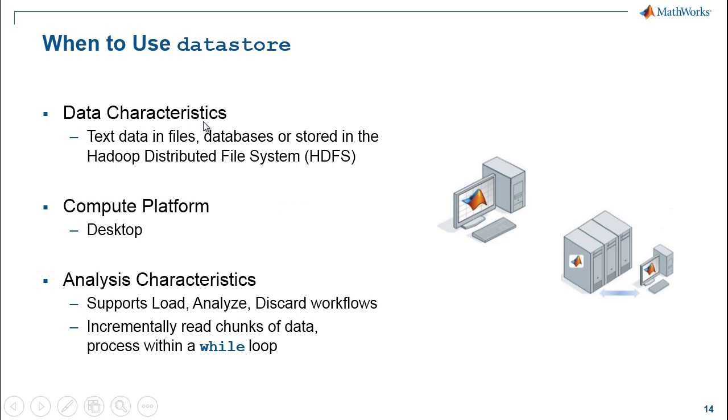Well, for the data characteristics, again, it supports reading in from a couple different types: text data files, so text files or CSVs, reading from databases with the Database Toolbox, or if we already have data stored on Hadoop, we can read it in from HDFS to our desktop if we want to prototype there. For the form of using datastore that we just saw, just running inside of a loop and processing locally, this is appropriate only for the desktop. And as far as the analysis characteristics, this needs to be able to run in this load, analyze, discard workflow where we're going to operate on one chunk at a time.